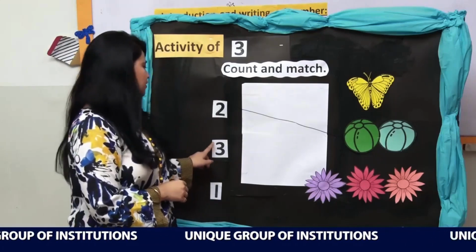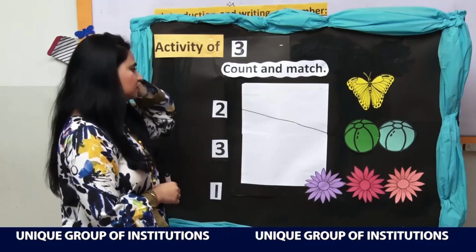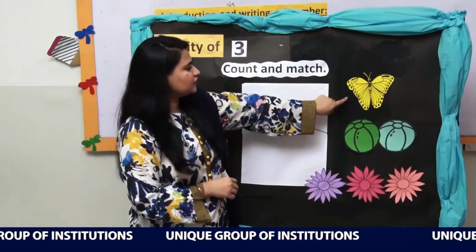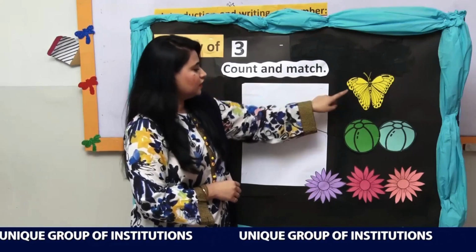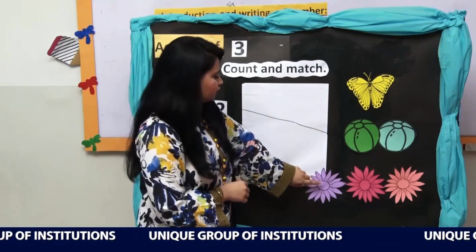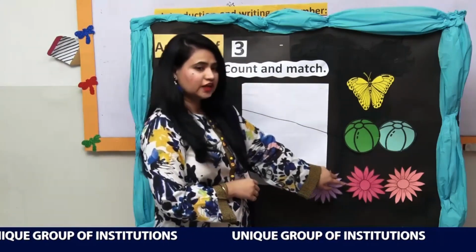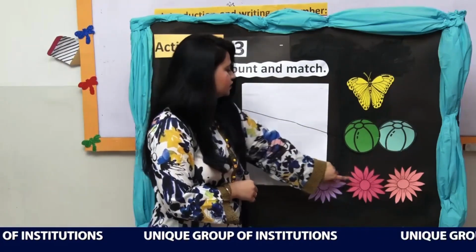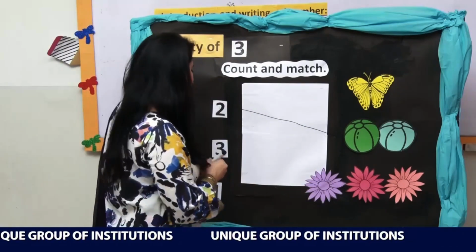This is number 3. We will match it with 3 objects. No, this is 1. These are 3 flowers. 1, 2 and 3. How many flowers are these? 3. 1, 2, 3. We will match these flowers with this number 3.